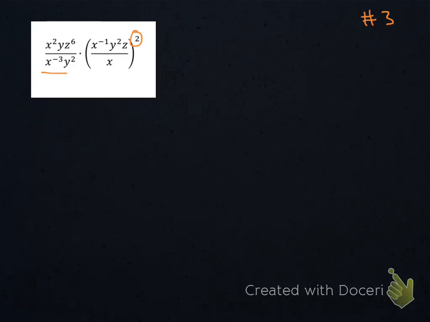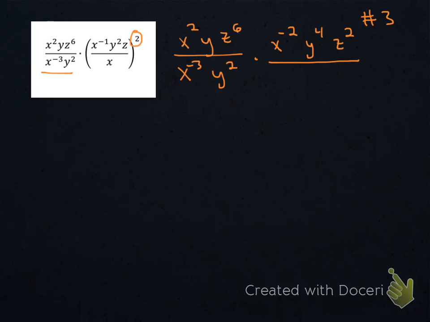So we're going to rewrite this first part the same. So you have x squared y z to the 6th over x to the minus 3rd y squared. And then if we distribute in that 2, we'll have x to the minus 2 y to the 4th z squared. And again, since this whole thing is in parentheses, we have to distribute to this x as well. So we'll have x squared.